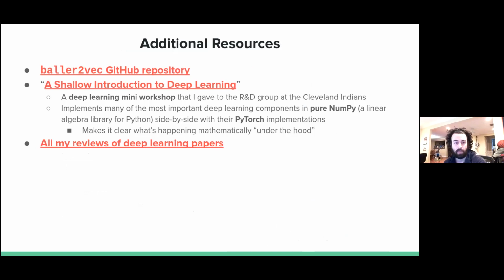So that's the end. All the code for this project is available on my GitHub along with a link to the paper. I also ran a mini workshop when I was an intern at the Cleveland Indians, a Major League Baseball team in America, where I gave a workshop on PyTorch and deep learning to this group. I implemented many of the standard deep learning components in pure NumPy, side by side with their PyTorch implementations, which gives you the opportunity to look at how these deep learning components work under the hood mathematically. I've also reviewed a bunch of deep learning papers as part of my lab here at Auburn, so if you're interested in checking those out, you can. But basically, that's the end. If anyone has any questions, I'm happy to answer them. And thank you again for the invitation.